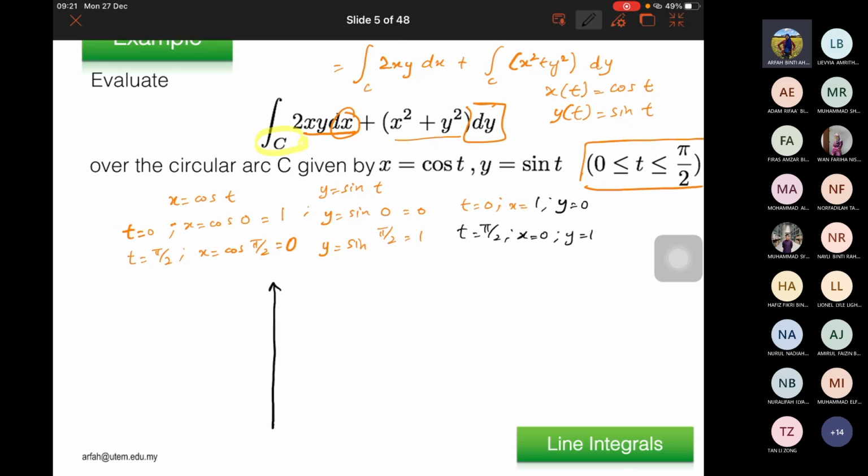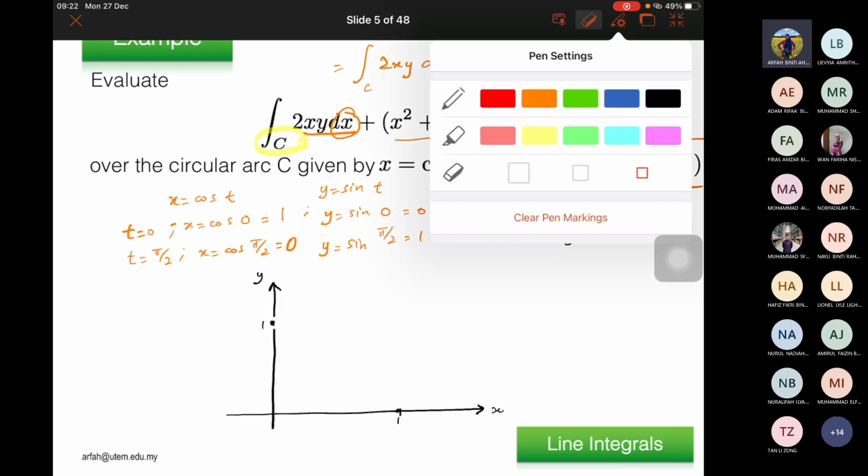So if we do the drawing here, this is your x, this is your y. It will have the points (0, 1) and (1, 0). So when x is 0, y is 1, and when x is 1, y is 0. So there are two points, and this gives us the curve C. Okay, so this is the respective curve.